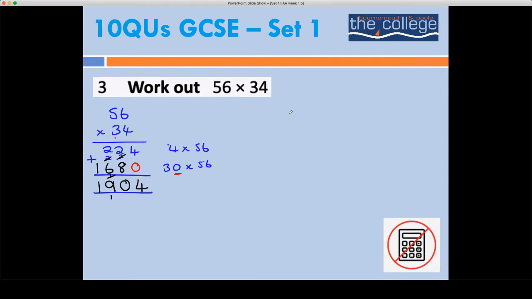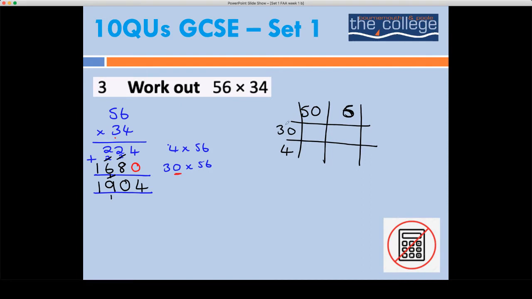So the second method for doing this one is by using the grid method, which I think a lot of you will have been taught at school. You have to partition again, 50 and 6, sorry, because you've got 56, and you have got 34.